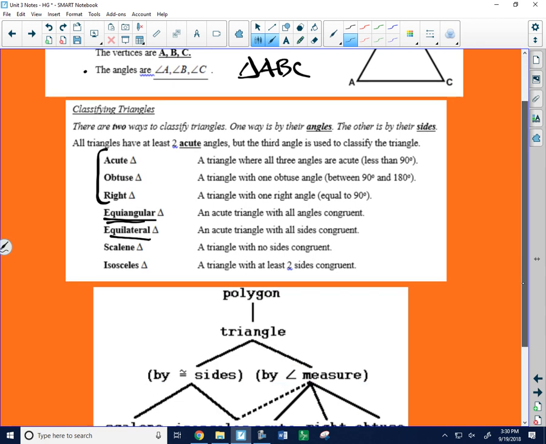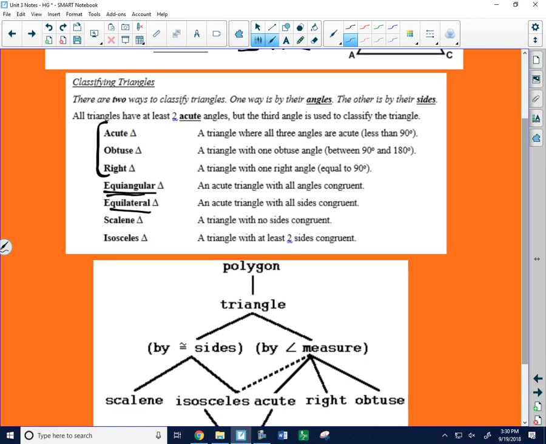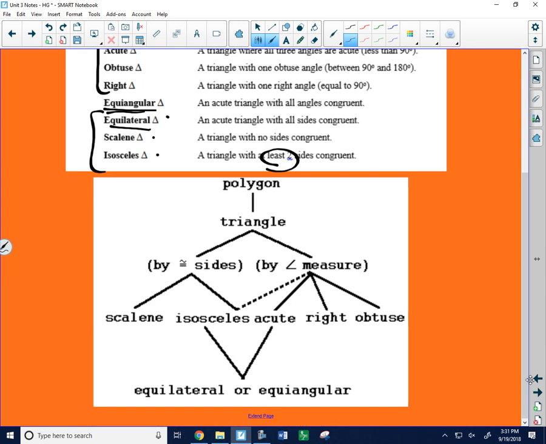And then by its sides are these 3. Scalene, no congruent sides, isosceles 2, and equilateral all 3. Isosceles, though, is at least 2. So actually an equilateral triangle is a type of isosceles triangle because it has 3, but it includes that it has 2. The state says know this now.